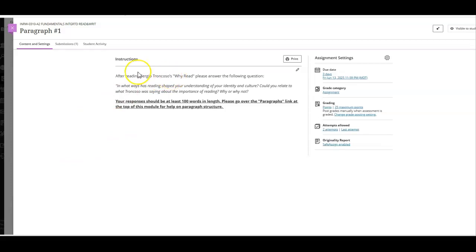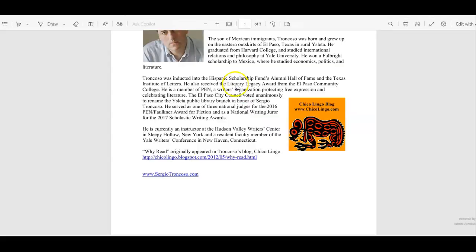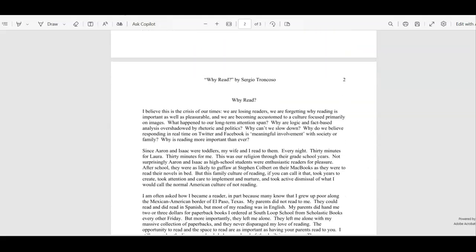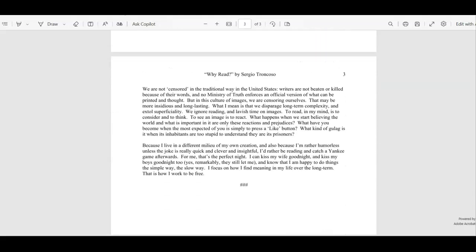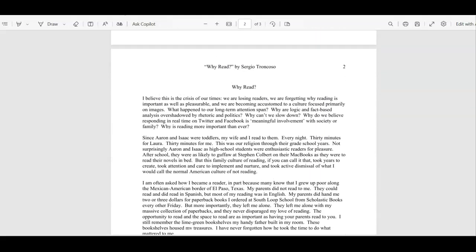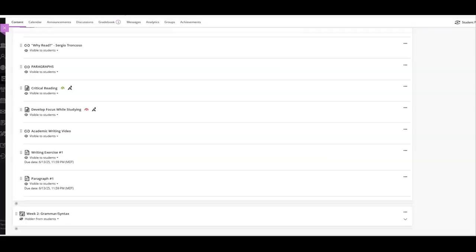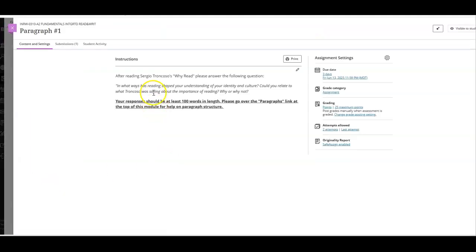Remember, read Troncoso, "Why Read," which is the first thing up here. You're going to click on that, and there's the PDF. It's very short, guys. It's not even a page and a half, basically a page long. Read that and then answer the question that I pose: in what ways has reading shaped your understanding of your identity and culture?